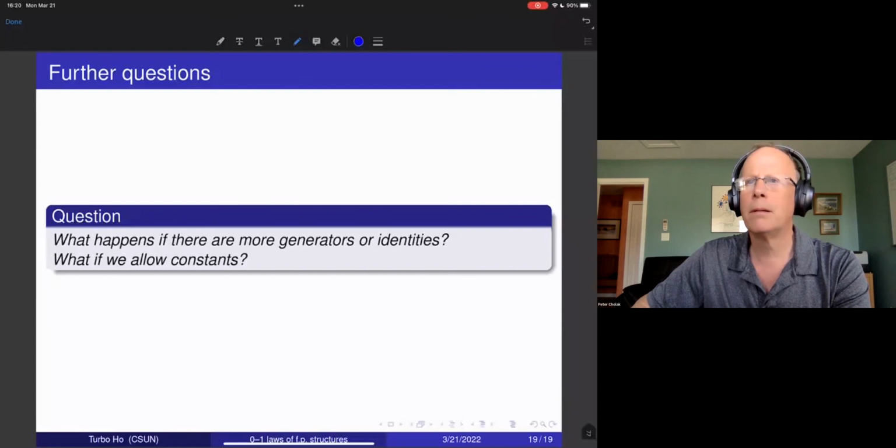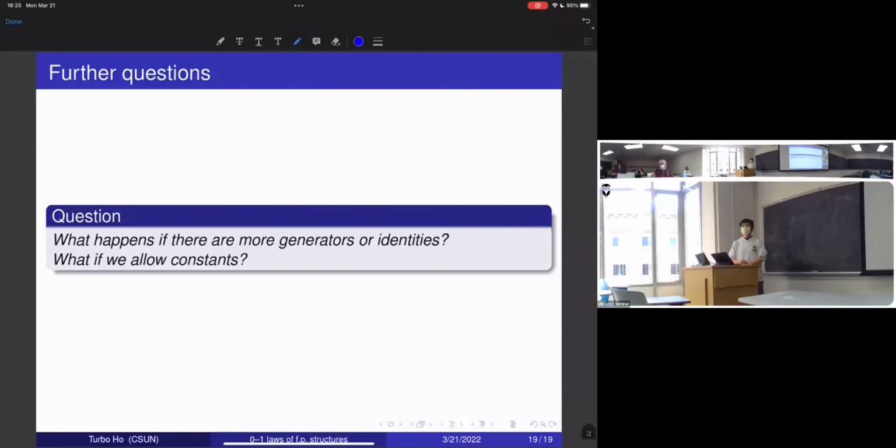I have one. You have a nice sufficient condition that guarantees strong 0-1 laws. Do you know, can you think of anything that might be a condition that's sufficient for a weak 0-1 law?